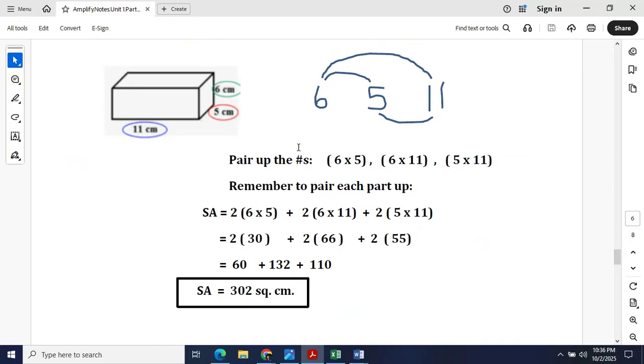So that's what I did here. Here's my actual example: 6, 5, and 11. Pair up 6 times 5, 6 times 11, and 5 times 11. And then you double each one up.